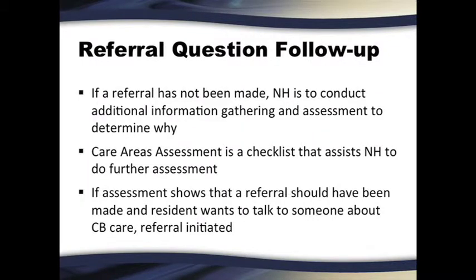If the resident requested information about community living supports in Q0500 and the referral was not made, you're to do further assessment and information gathering, and that's the Care Area Assessment number 20. It's a checklist that helps you to do further assessment. If it shows that a referral should have been initiated, it'll talk you through that, then you should initiate it at that time.